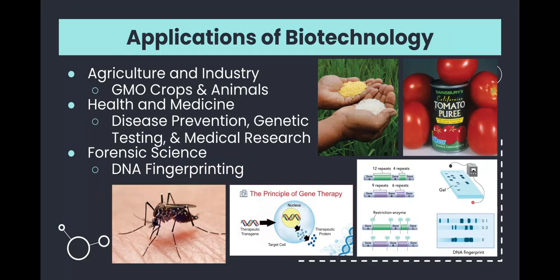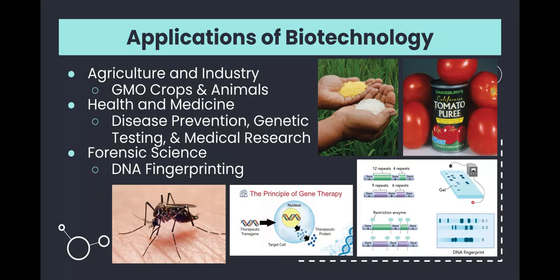Now let's talk about the applications of biotechnology. We have talked about a little bit of this in our research for our PA launch, but first off, agriculture and industry. GMO crops and animals have a lot of usage, not only with bringing down prices of food and energy resources, utilizing less herbicides and other things, but also with food scarcity.